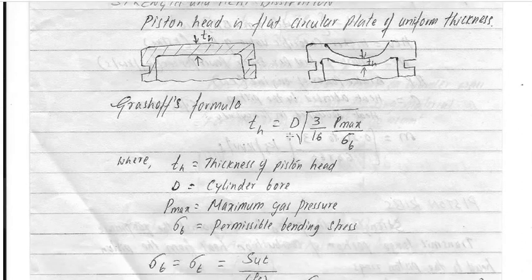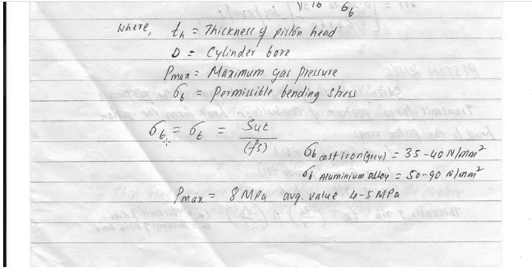The formula is TH equals D into square root of 3/16 into P max by sigma B, where TH is the thickness of the piston head, D is the cylinder bore diameter, P max is the maximum gas pressure, and sigma B is the permissible bending stress. B is for bending, sigma is for stress. The permissible bending stress is equal to the permissible tensile stress, which is the ultimate tensile stress divided by the factor of safety. For cast iron we can take it in the range of 35 to 40, and for aluminum alloys in the range of 50 to 90.